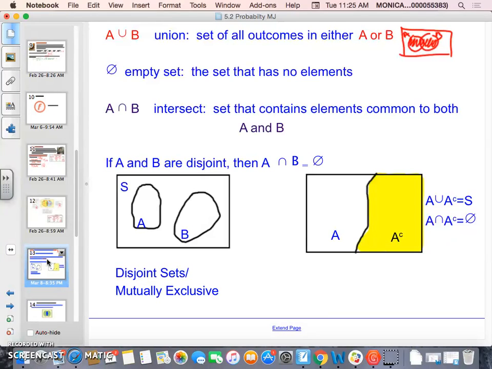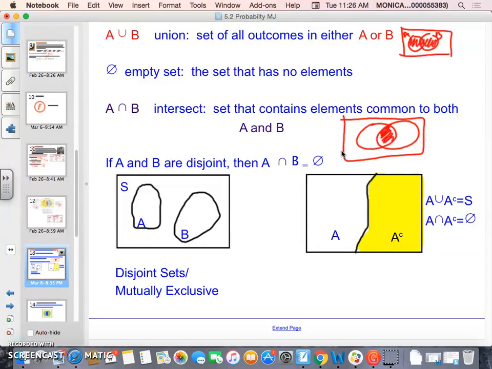An empty set is a set that has absolutely no elements at all. And so that would look like this. And then the intersection is the set that contains elements common to both. So that would be if you're looking at your sample set and you've got your overlapping area here. That's your intersection.